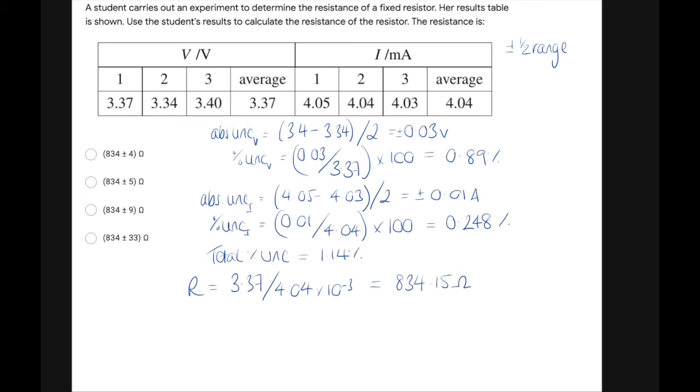The last step then is to work out the absolute uncertainty in that value of R. So to do that, we take our 834.15 and we multiply it by 0.0114%, and that gives us 9.5. So that means that our best option from the choices that we've been given is 834 plus or minus 9 ohms for our value for resistance, and that is C.